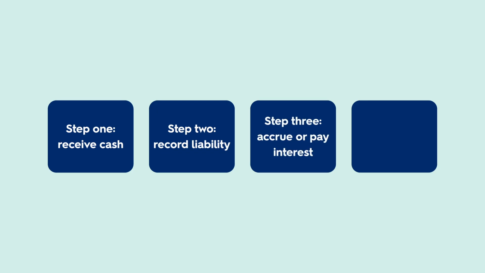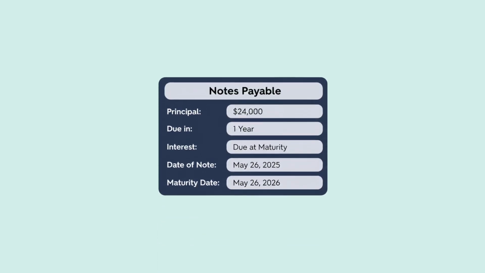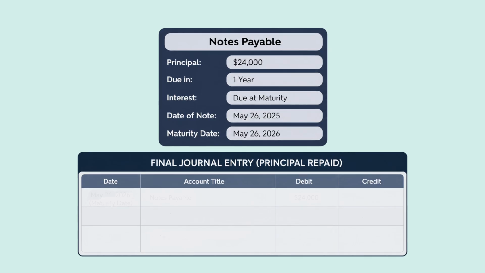Step by step, the pattern stays consistent. First, receive cash. Second, record the liability. Third, recognize interest over time. Fourth, when the note matures, remove the note payable and pay back the principal. That final payment reduces cash and clears the debt from the books.